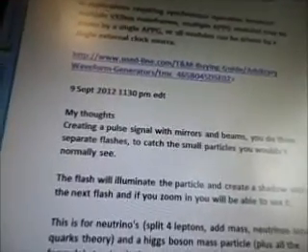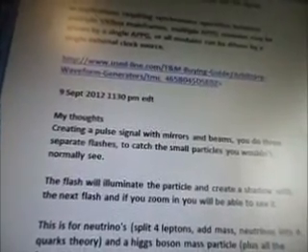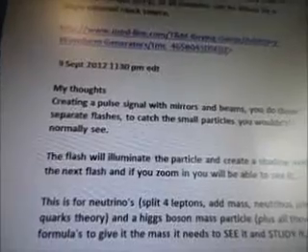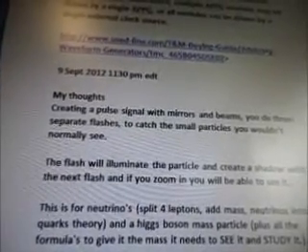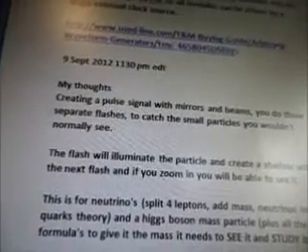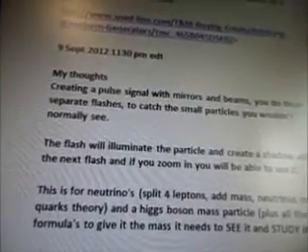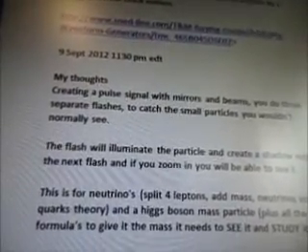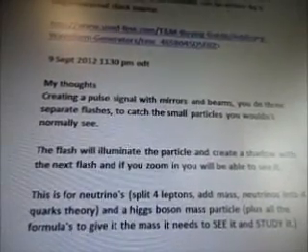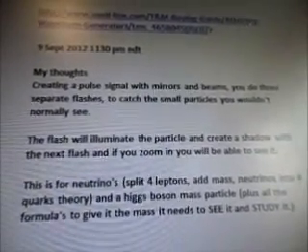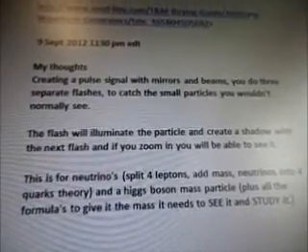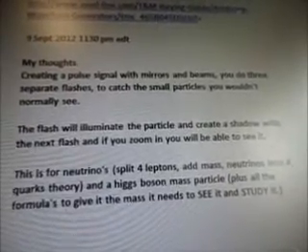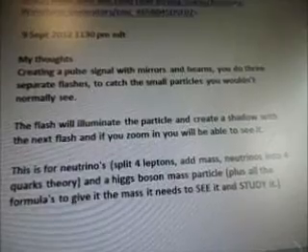And again, September 9, 2012, to reiterate what this was about, was my thoughts are to create a pulse signal with mirrors and beams. You do 3 separate flashes to catch the small particles you wouldn't normally see. So this is what we're looking for in the neutrinos. You're looking for those smaller particles, either with neutrinos or with the Higgs boson particles, like the other bosons that we're looking for in the standard model. The flash will illuminate the particle and create a shadow with the next flash, and if you zoom in, you'll be able to see it. This is for neutrinos. Split 4 leptons, add mass, neutrinos into 4 quarks theory, and add a Higgs boson mass particle, plus all the formulas to give it the mass it needs to see it and study it.